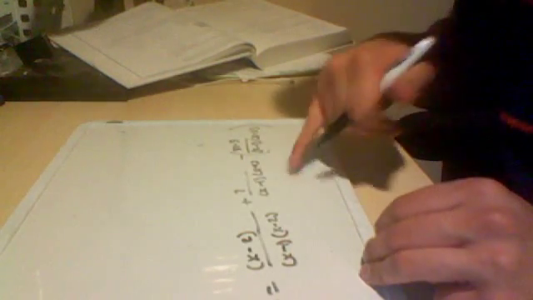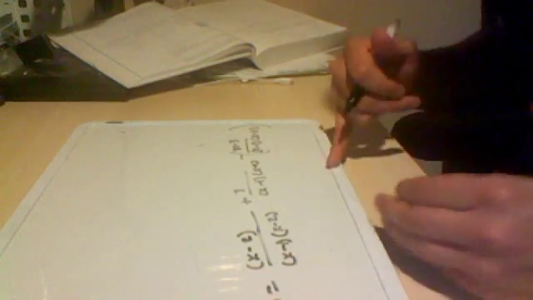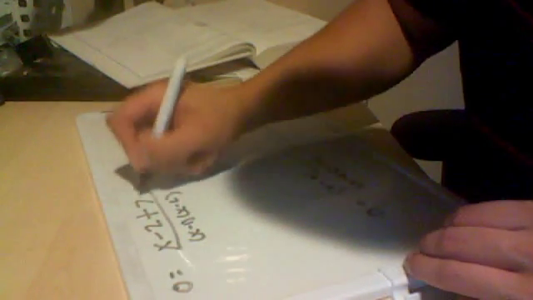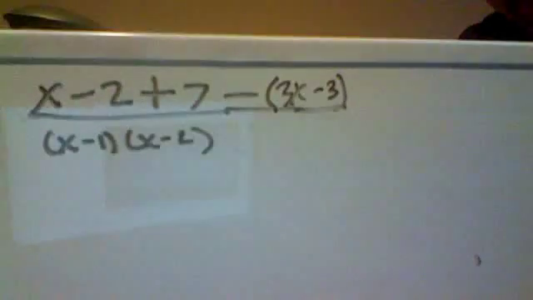So we end up getting 0 equals, and since we do have a common denominator here, we can just combine x minus 2 plus 7 minus, in parentheses, 3x minus 3, all over x minus 1 times x minus 2, because they all share that denominator. So x minus 1 times x minus 2, that's the denominator. We end up getting x minus 2 plus 7 minus 3x minus 3. Of course, that stuff is in parentheses right there. I'm not sure if you guys can see that.